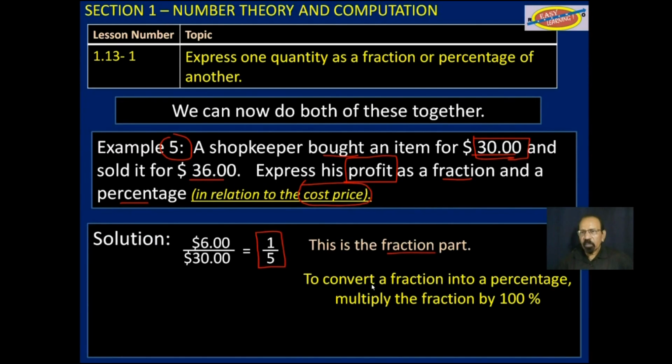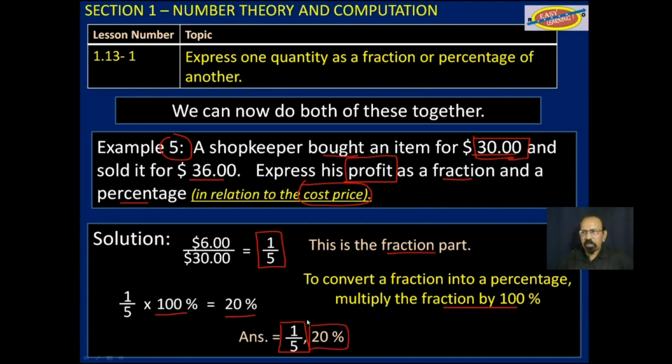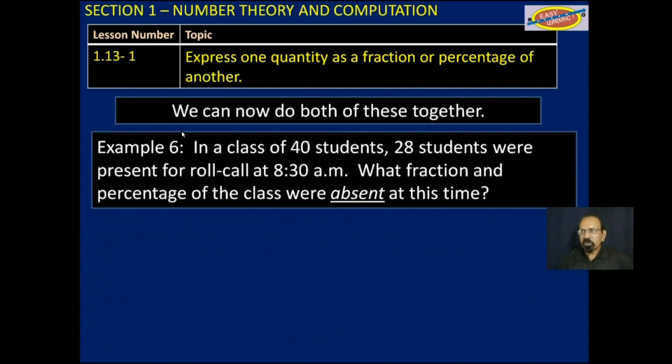Percentage part, we will multiply that fraction by 100%. 1/5 multiplied by 100%, and we get 20% profit. So 1/5 and 20%.